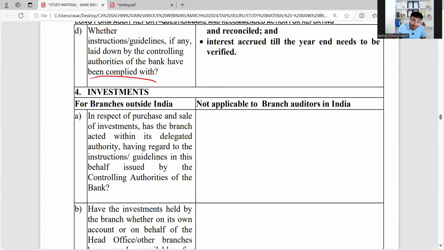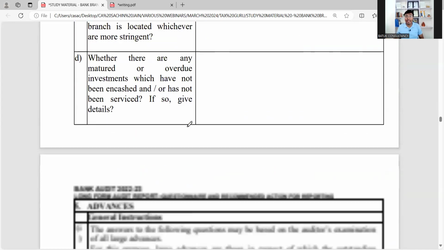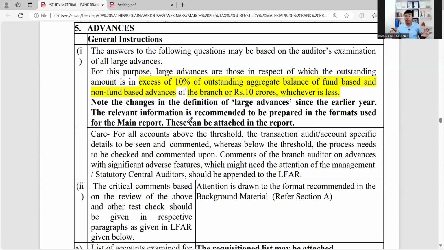There is a specific point related to investment in branches outside India. This will not be applicable for us, so there is no requirement.